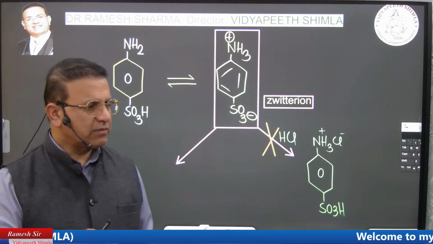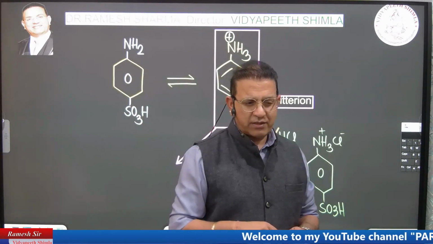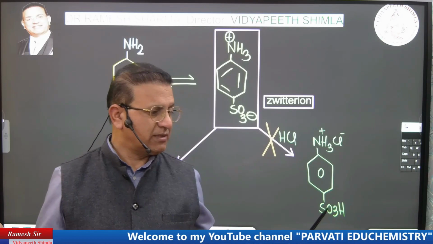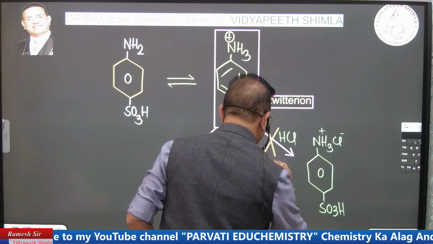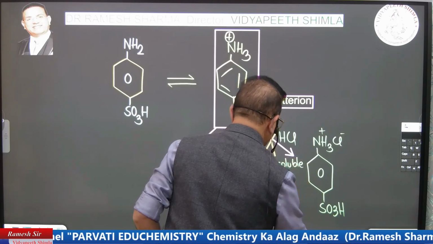It means despite the fact that they having both the groups, zwitterions are insoluble in acids. So it is insoluble. Then we talk about, what about base?